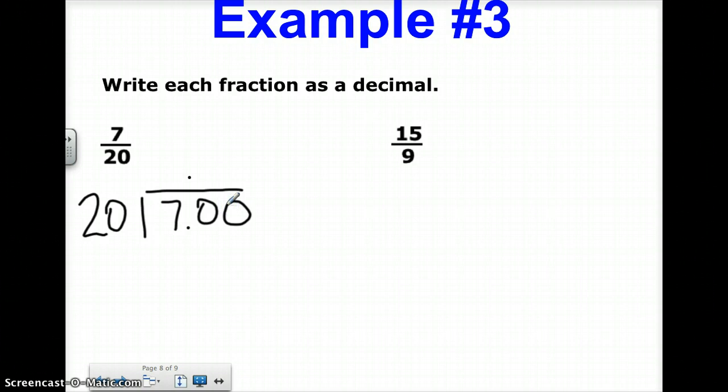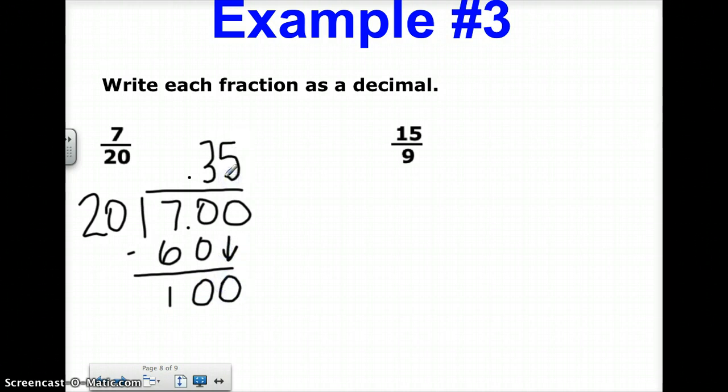Can 20 go into 7? No. Can 20 go into 70? It sure can. It can go in 3 times. 3 times 20 is 60. 70 minus 60 is 10. Bring down our 0. And 20 goes into 100 5 times. The decimal equivalent for 7/20 is 0.35.